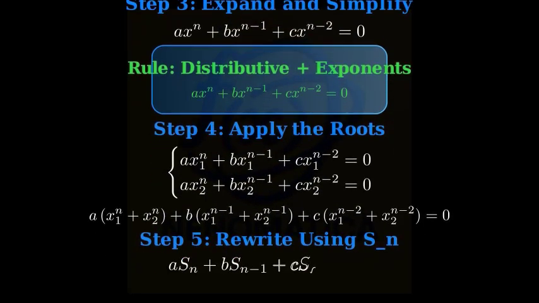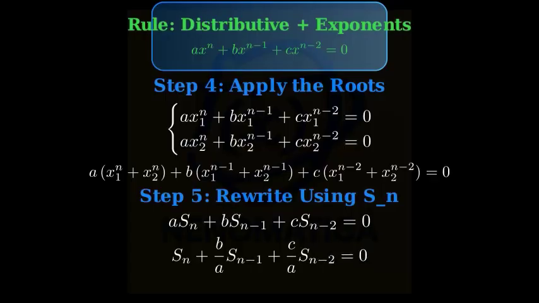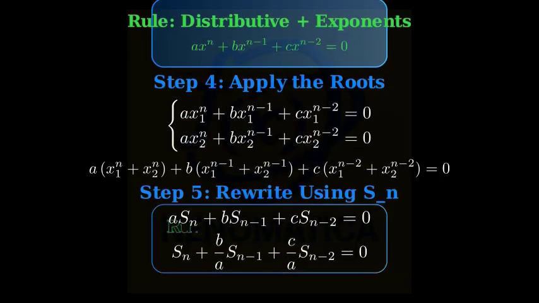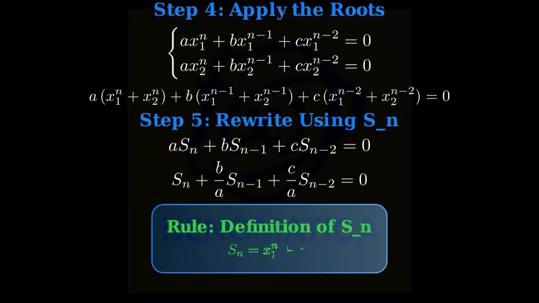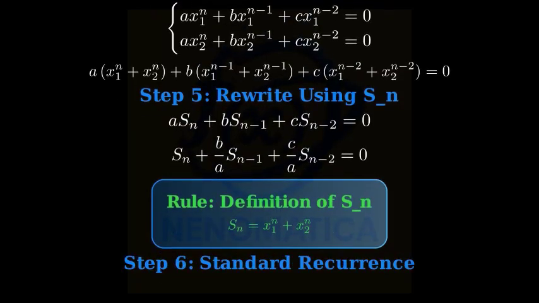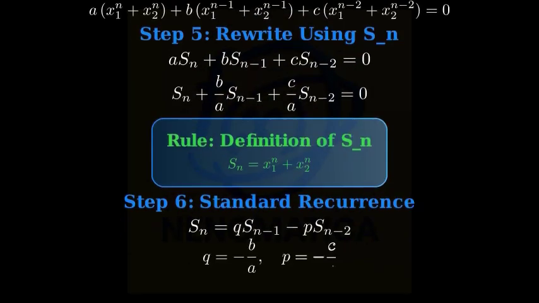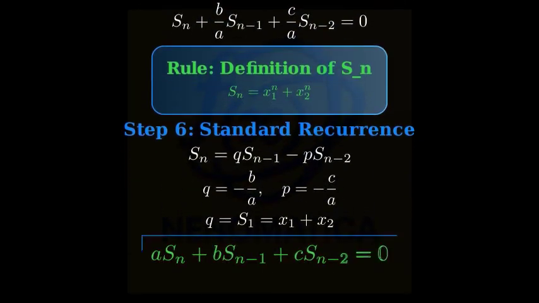Step 5. Recognize each symmetric pair as S terms. We obtain a S sub n plus b S sub n minus 1 plus c S sub n minus 2 equals 0. If a is not 0, divide everything by a to get S sub n plus b over a times S sub n minus 1 plus c over a times S sub n minus 2 equals 0. Step 6. Rearrange to the standard recurrence form by setting q equal negative b over a, and p equal negative c over a. Then S sub n equals q times S sub n minus 1 minus p times S sub n minus 2.